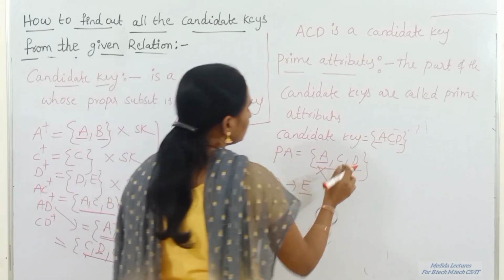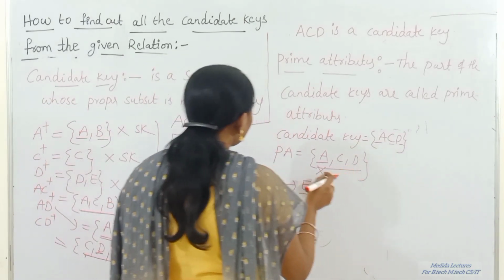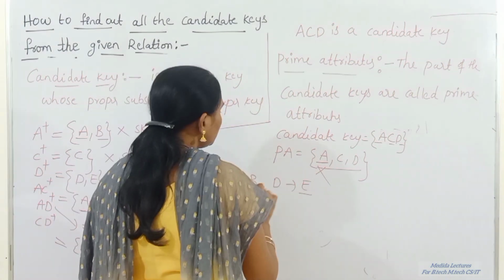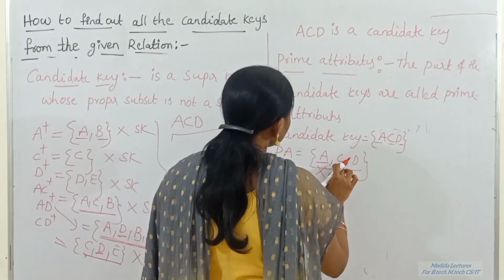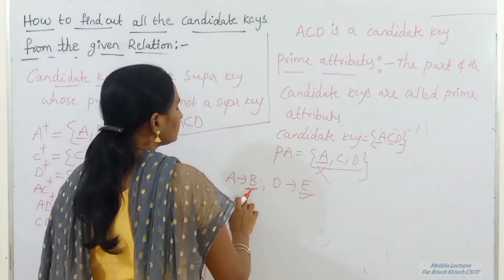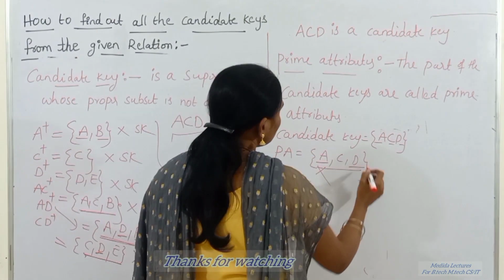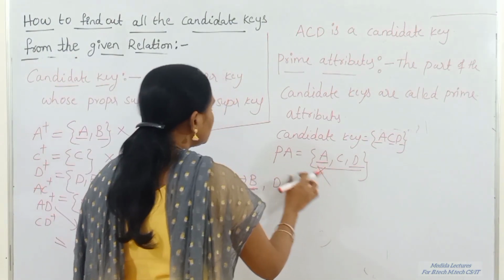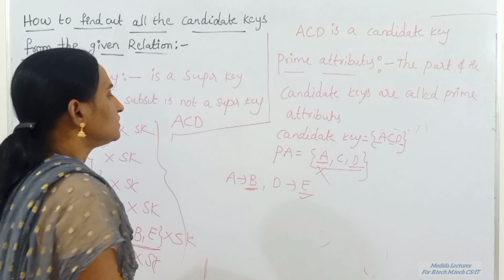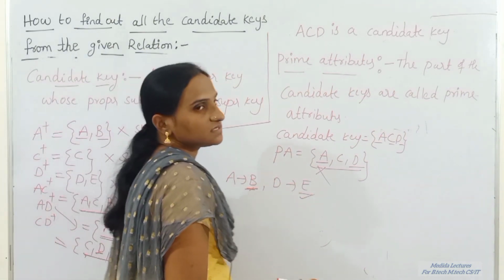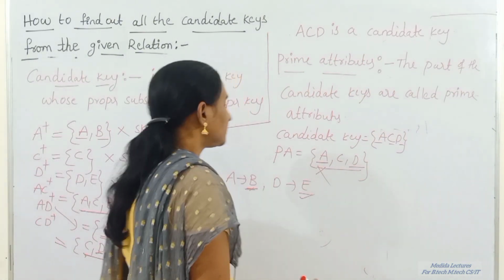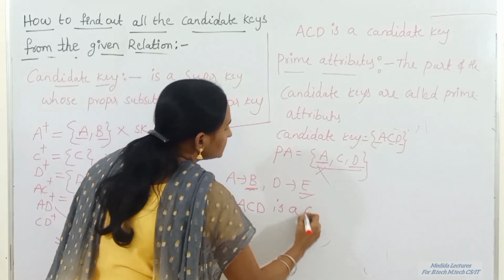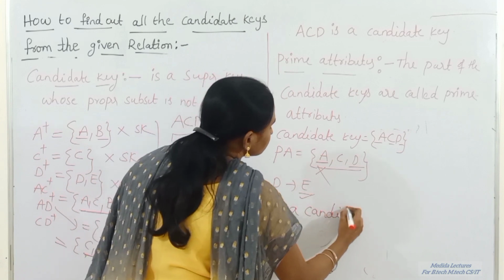Is C available on the right hand side of the functional dependency? Here B, here E. So C is also not available on the right hand side. Is D available on the right hand side of the functional dependency? D is also not available. So we cannot get more candidate keys. For this problem only ACD is a candidate key.